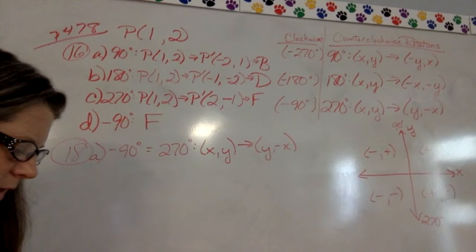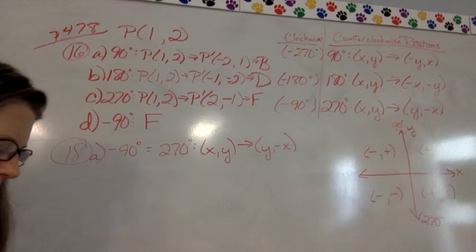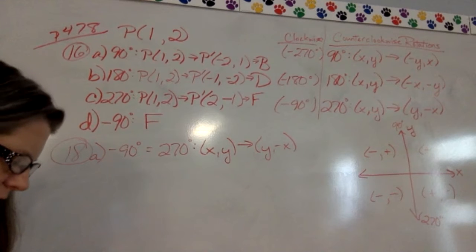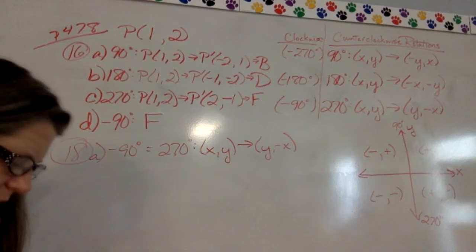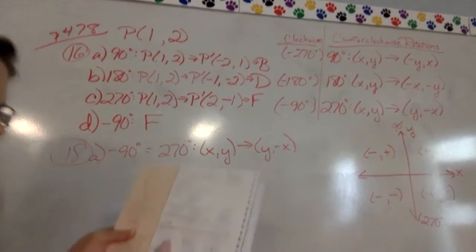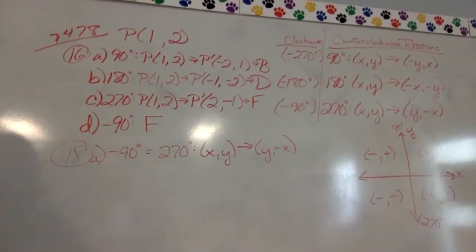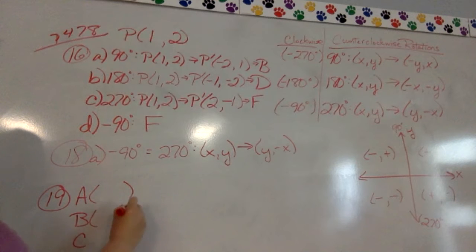19, 20, and 21 says state the coordinates of the image's vertices after each given rotation about the origin, then graph both the pre-image and the image. Okay, so your original image is the black one again, and we're trying to find the new one. So for number 19, I have 3 points in that triangle. I have point A, point B, and point C. So I have to start first by getting my coordinates of those.